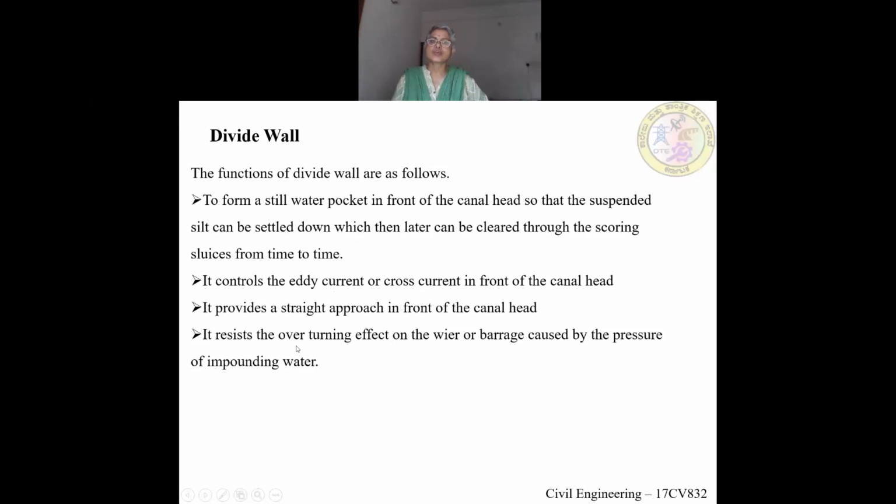It resists the overturning effect of the weir or barrage caused by the pressure of impounding water. So it helps in stabilizing the weir or the barrage. The structure will get stabilized because of the divide wall. It will support the weir or the barrage, which will be subjected to water pressure of the impounding water.